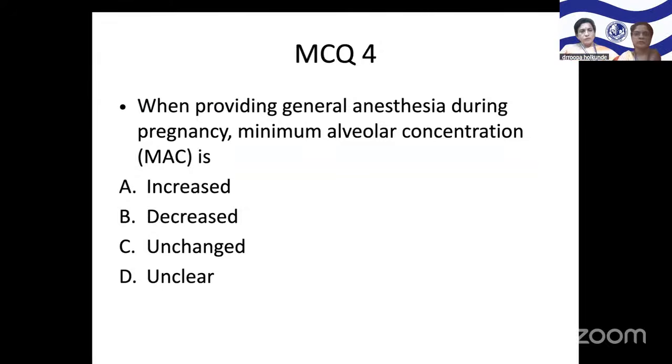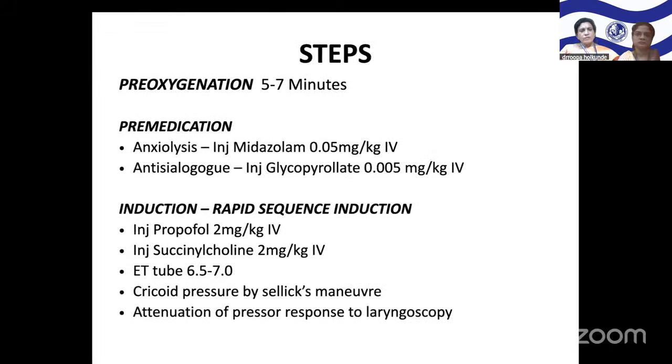Now coming over to our next MCQ. When providing general anesthesia during pregnancy, the MAC is: option A, increased; option B, decreased; option C, unchanged; or option D, it is unclear. Next, you have to keep in mind some factors affecting the uteroplacental circulation also while managing this case. So what are the factors which will affect the fetoplacental circulation?